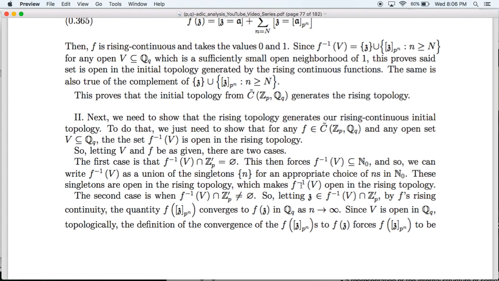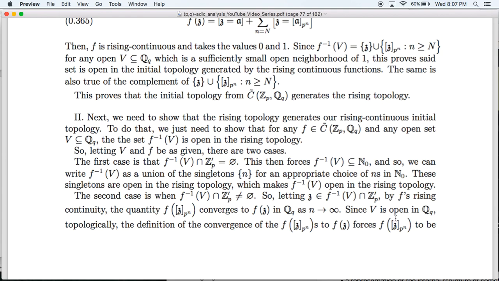The second case is when the intersection of f inverse of V with Z_p prime is non-empty. Letting z be in this intersection, by f's rising continuity, this sequence is going to converge to f(z) Q-adically as n goes to infinity. Remember that convergence isn't just defined with limits, we can also define it topologically. In particular, a sequence converges to a point topologically if every sufficiently large term of the sequence is contained in some open neighborhood of our point.